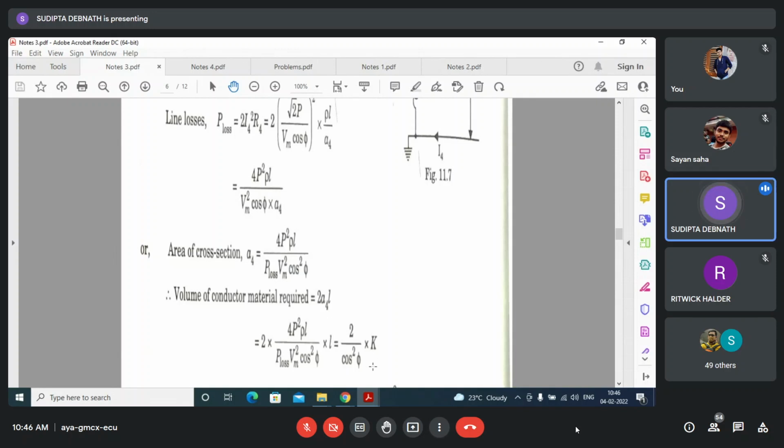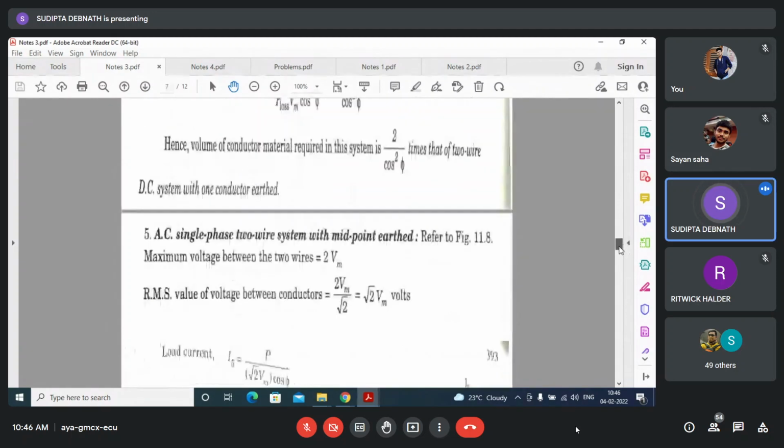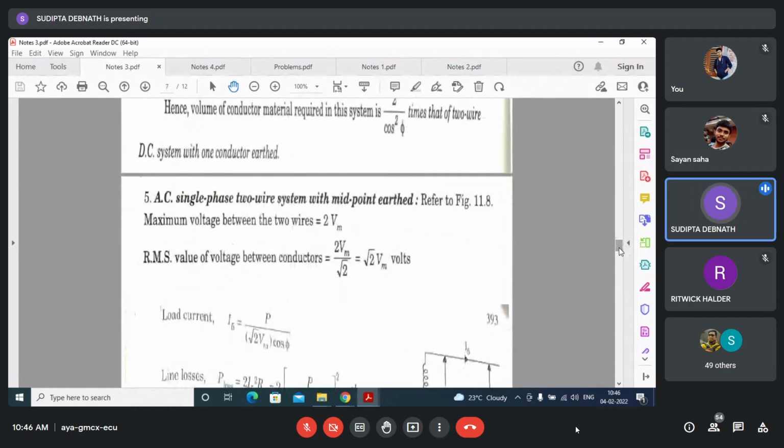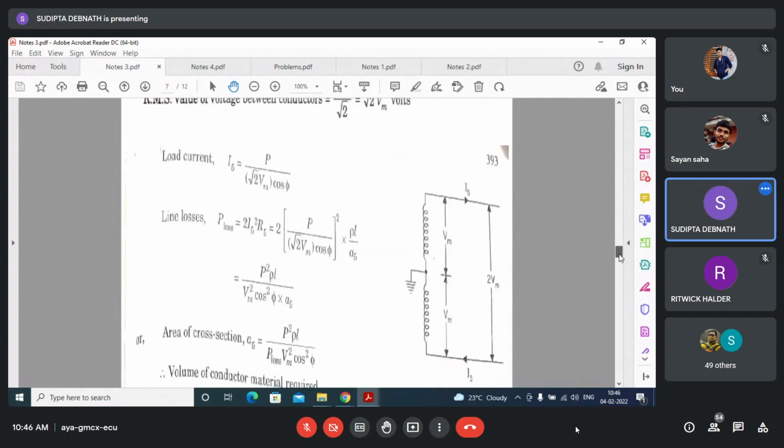It is slightly less than unity. So this is for the AC 2-wire system with one conductor earthed. Then the next one, single phase system with midpoint earth. Here also the initial treatment will be the same. Midpoint is earthed, but no earth wire is available. So all this treatment will be the same.